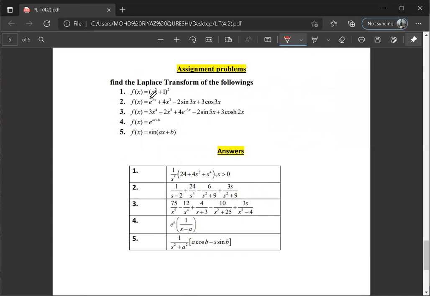I'll give you some hint also. You can see in our first question, it's x square plus 1 whole square. You have to expand this one using the a plus b whole square expansion. Then you can apply Laplace transform. And I gave the answers also. Second question also, simply apply Laplace transform. Third question, simply Laplace transform. And the fourth question, I'll give you the hint.